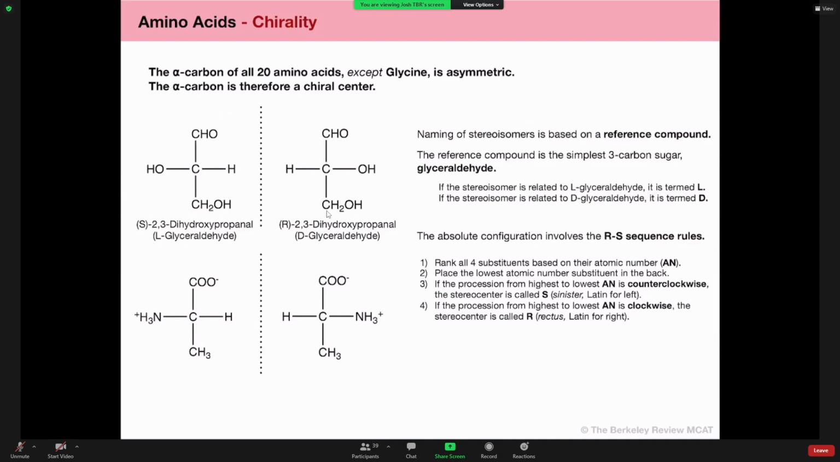And you guys might have gone over this. This is more OChem, the absolute configuration rules. So if you wanted to get S or R, you would rank all 4 of the substituents based on their atomic number. So this would be 1, 2, 3, and 4. And then if they proceed from highest to lowest counterclockwise, then it's S for sinister, and the other way, clockwise, it's going to be R, okay? So that's where biochemists sit in terms of L and D and R and S. Just making your life simpler.